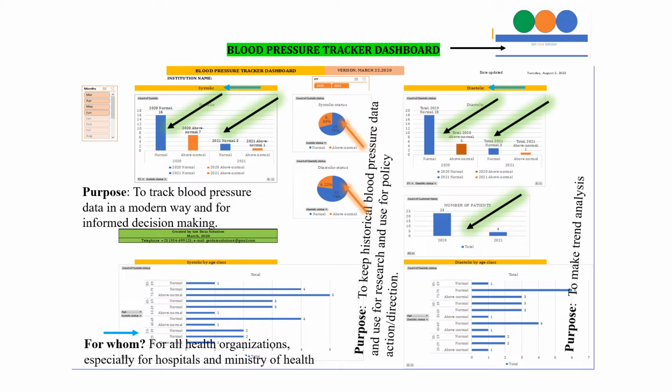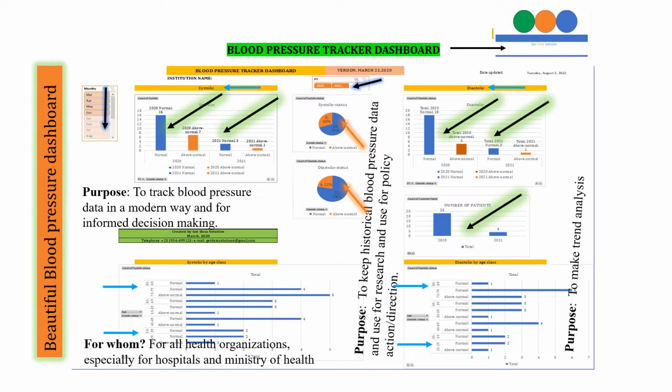it also shows us the data by age categories in 10 year intervals for both systolic and diastolic. You can see the data by different slicers. In this particular case, for example, you can see data by year. You simply have to click on the year of your preference, and you can also see by month. So in general, you'll get this beautiful blood pressure dashboard.